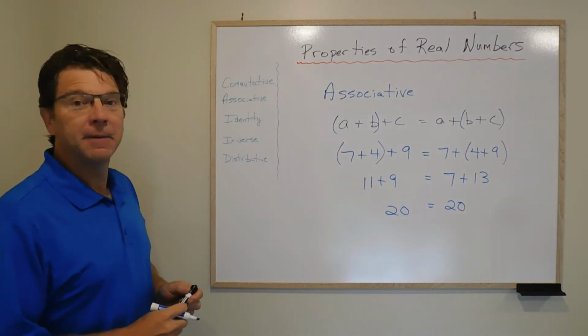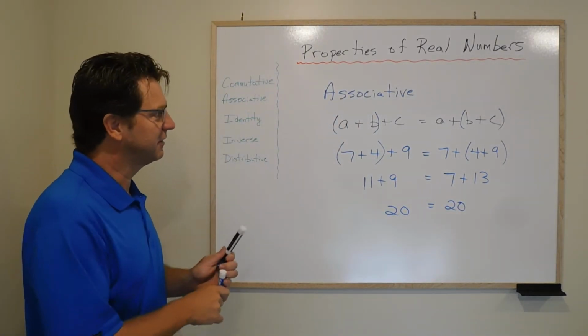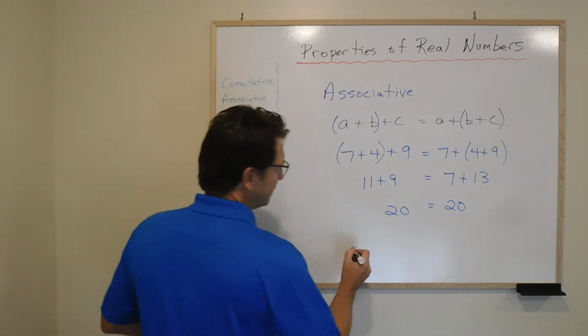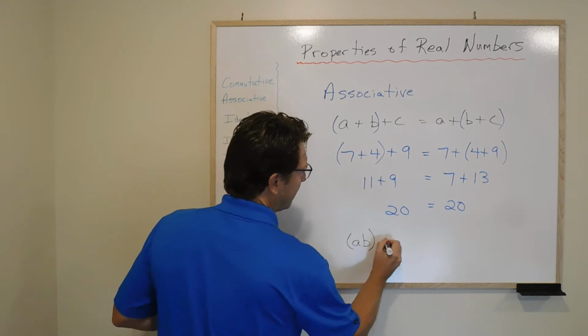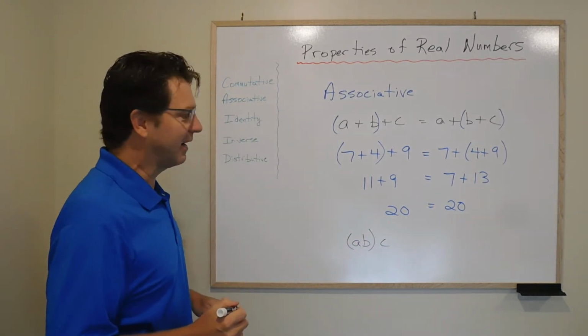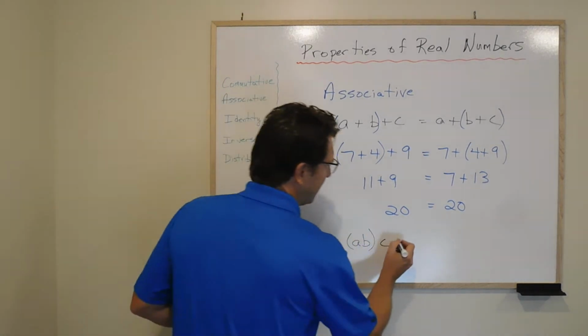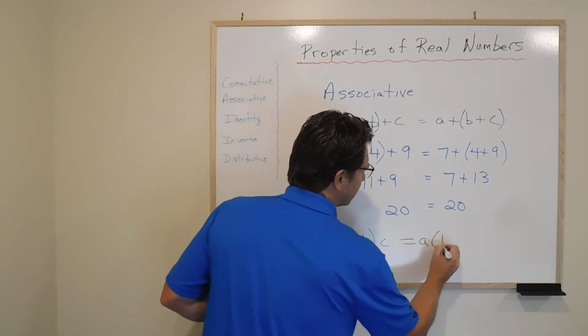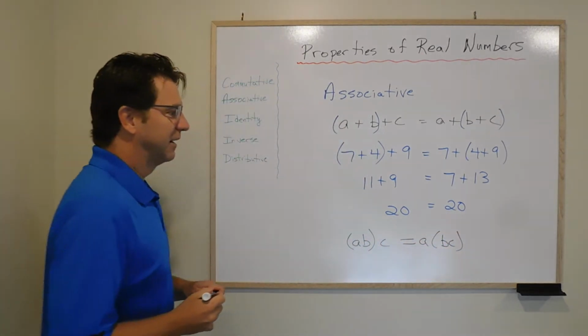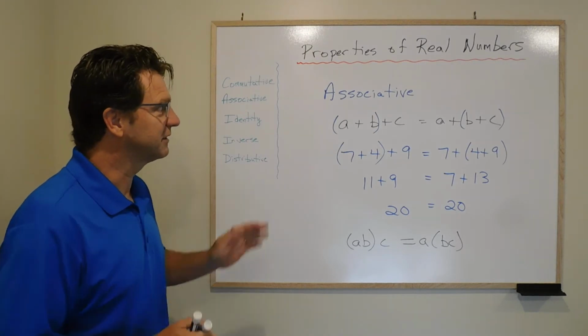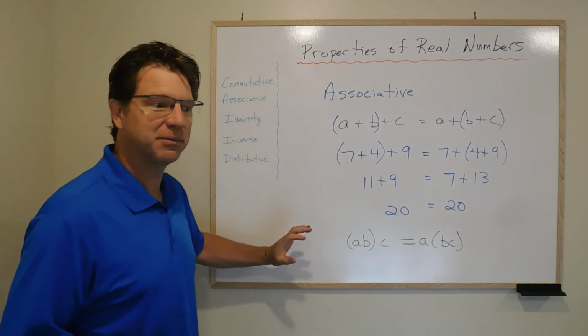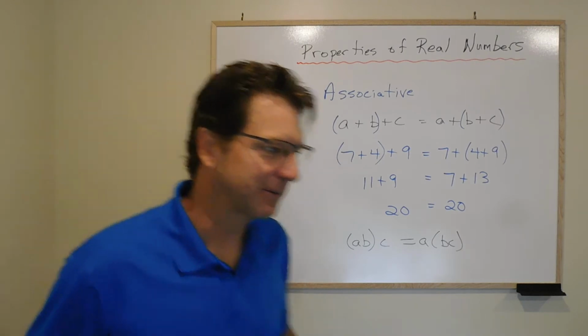Okay? It also works for multiplication. We'll do that in black. So if I have two things I'm multiplying, and I want to multiply the third one after, I can do it that way. That's the same as if I were to multiply B and C and then do A after. Okay, so it works the same for addition and for multiplication, and you'll see that in the slides.